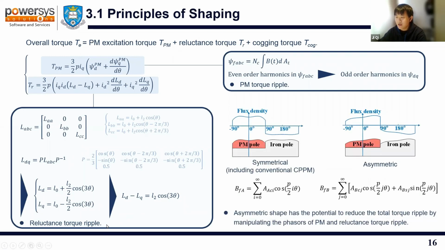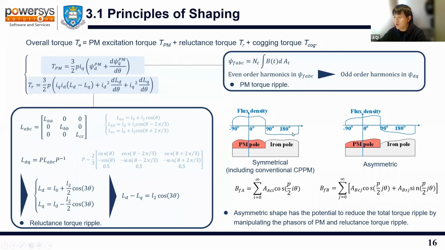And this is mainly caused by this structure. As shown in here, for the consequent pole structure, we have only one salient pole in one pole pair. So that's why it has a large first order harmonic in self-inductance and causes the reluctance torque ripple.